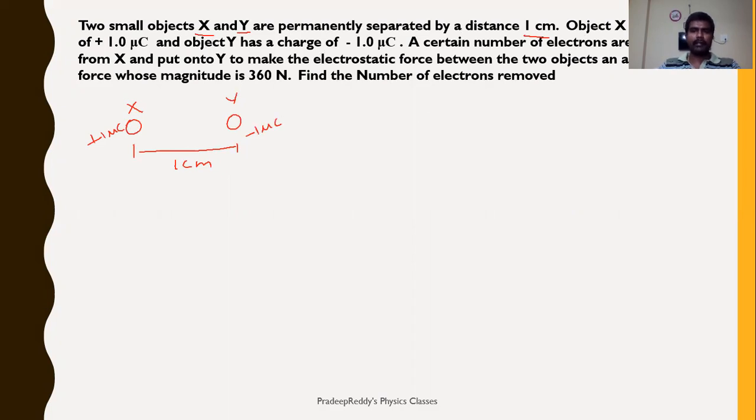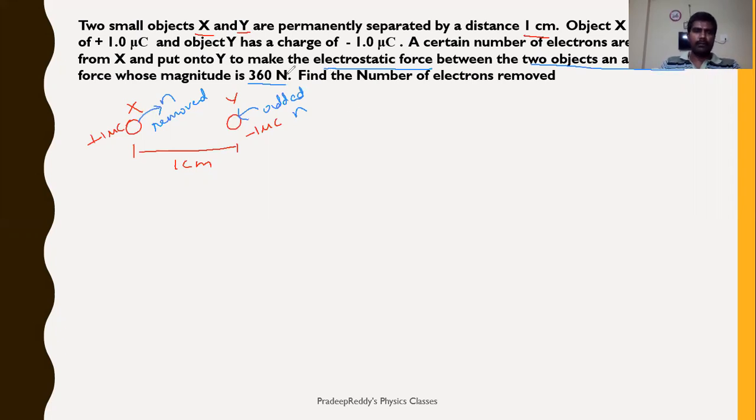A certain number of electrons are removed from X. From X we are taking out some electrons, let it be N. N number of electrons are removed from X and they are added to Y, to make the electrostatic force between the two objects an attractive force whose magnitude is 360 Newton.